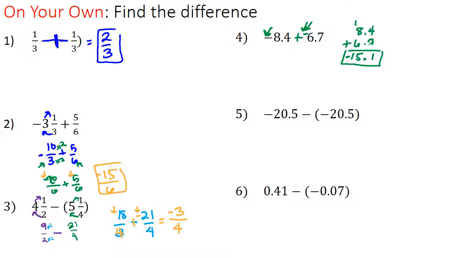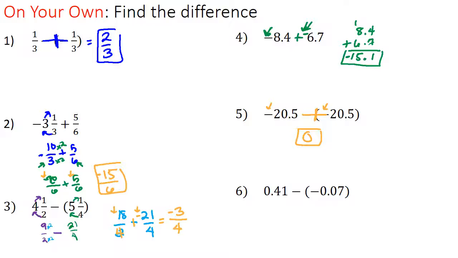Then as we look at our next problem right here, we have negative 20.5 minus negative 20.5. So I can actually turn this into a big addition sign because minusing a negative is the same as adding a positive. So I now have negative 20.5 plus 20.5. So now we are adding opposites, and when we add opposites, our answer is going to be 0 because they are going to cancel each other out.